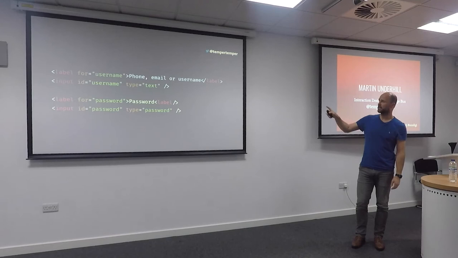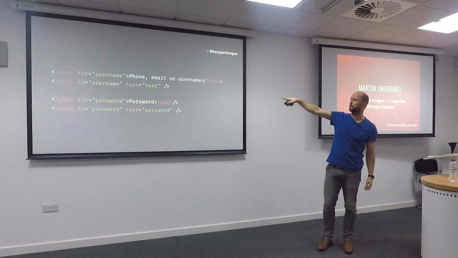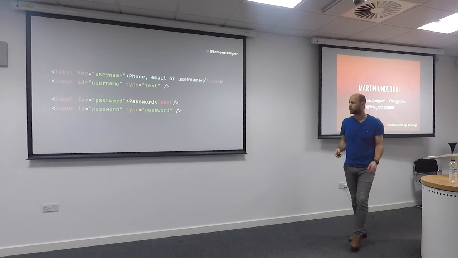Again, very boiled down. You've got the first one there on the top, second one on the bottom. You've got a label, then an input. And instead of having a placeholder on the input, I've moved that into the label. And I've tied the label and input together with the for username and the ID username there, so that it knows those two are part of the same thing.